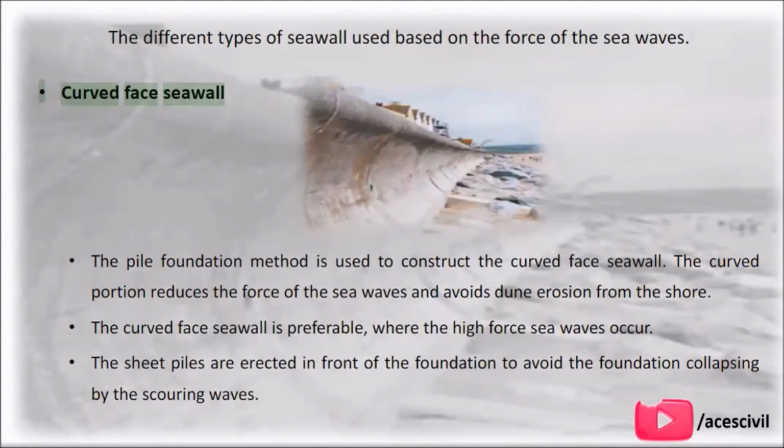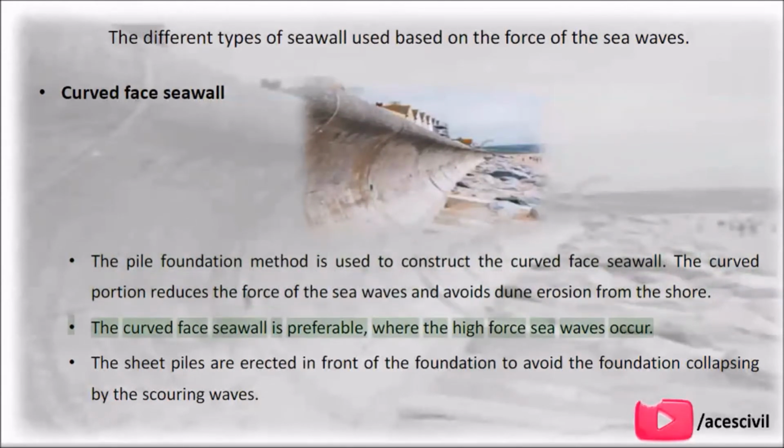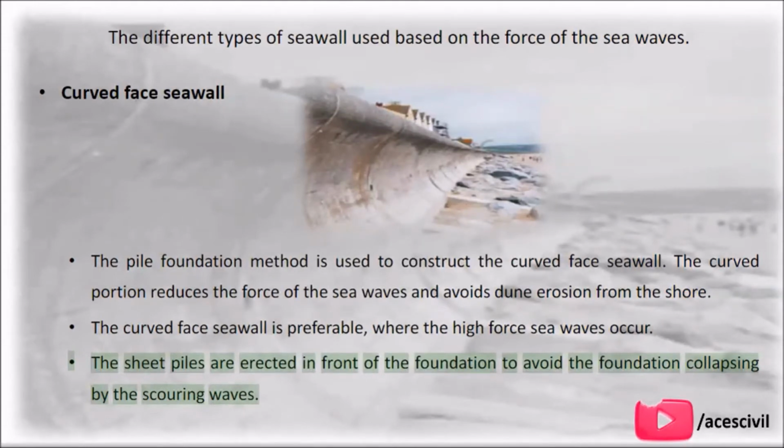Curved face seawall. The pile foundation method is used to construct the curved face seawall. The curved portion reduces the force of the sea waves and avoids dune erosion from the shore. The curved face seawall is preferable where high-force sea waves occur. The sheet piles are erected in front of the foundation to avoid the foundation collapsing due to scouring waves.